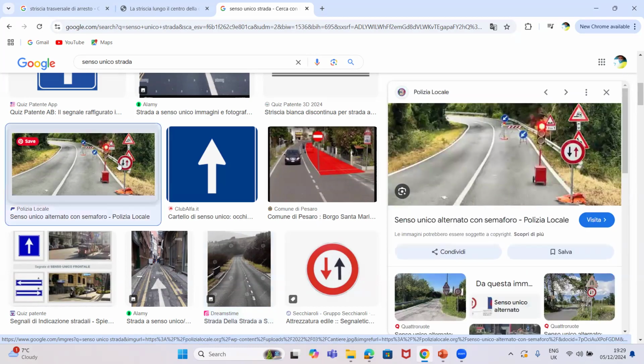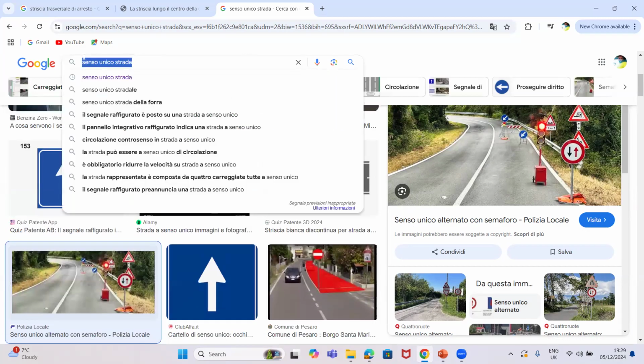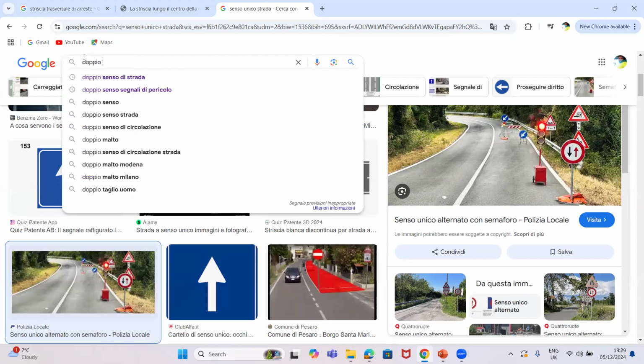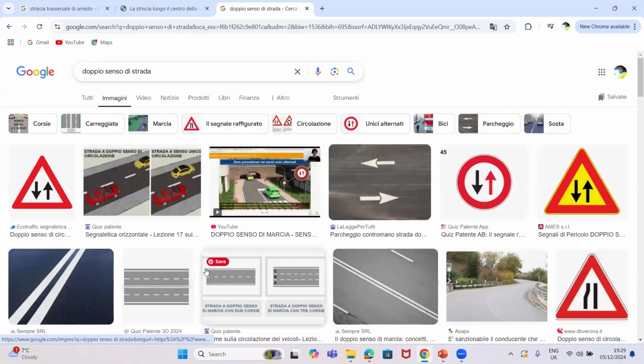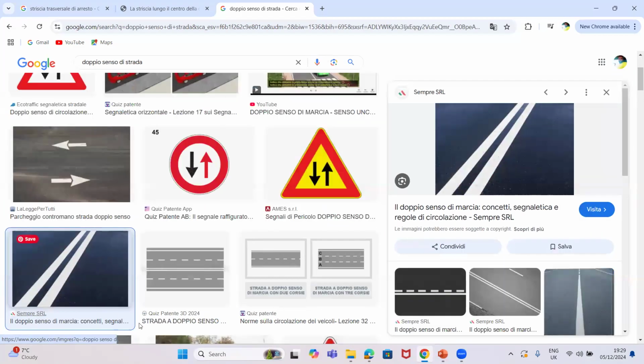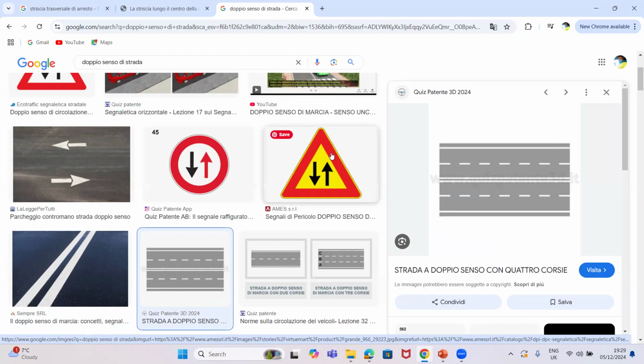Doppio senso number one: whenever you see a continuous line in the center of the carreggiata. Don't forget this, guys. It is very, very important. A continuous line in the center of the carreggiata is the number one example for doppio senso. I will show you another example. Watch. The second example of doppio senso is whenever you have a double continuous line in the center of the carreggiata. Please write it down. Remember, it is only defining the sense of movement. Don't forget.